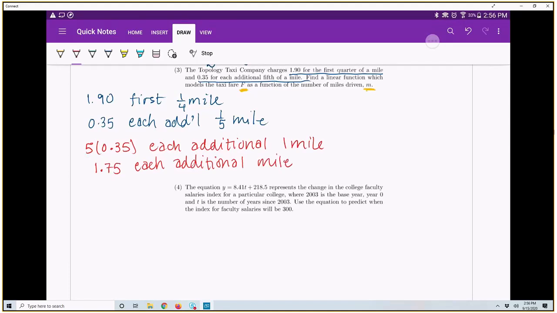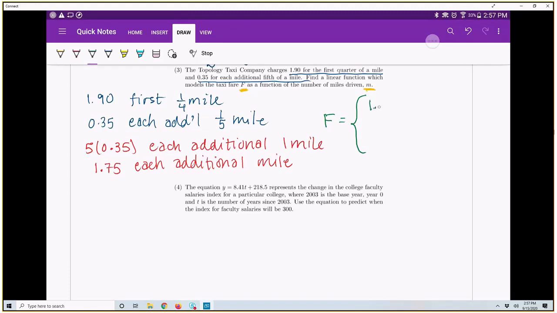Okay, and then we kind of have two situations here. It depends if we're going less than 1/4 of a mile or more than 1/4 of a mile. And of course, in real life, if we were going less than 1/4 of a mile, we probably wouldn't call a cab. But let's go ahead and just consider the two situations. So I'm going to write this as a piecewise defined function.